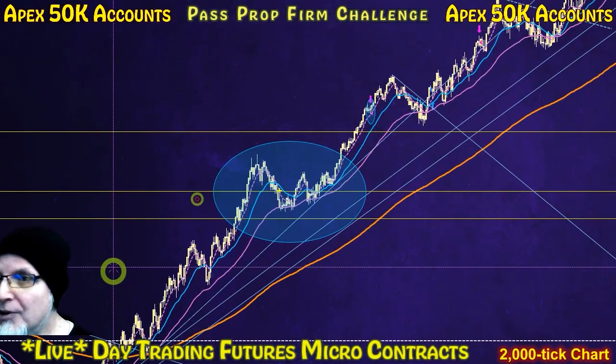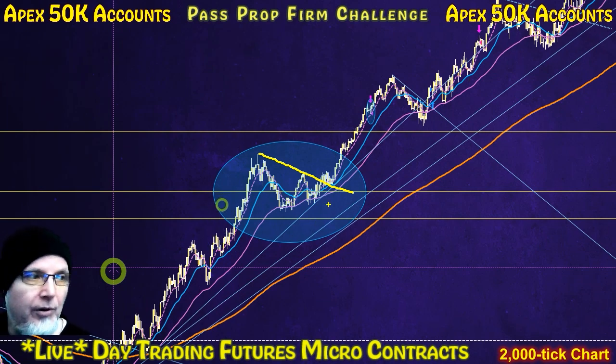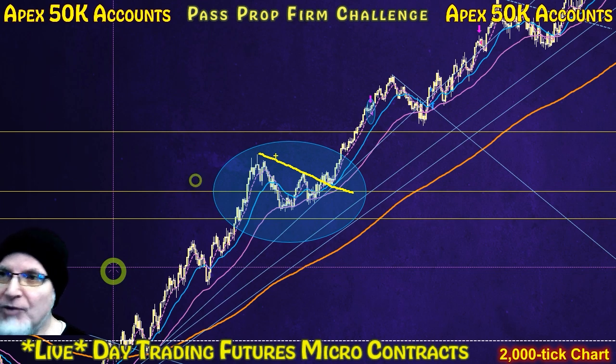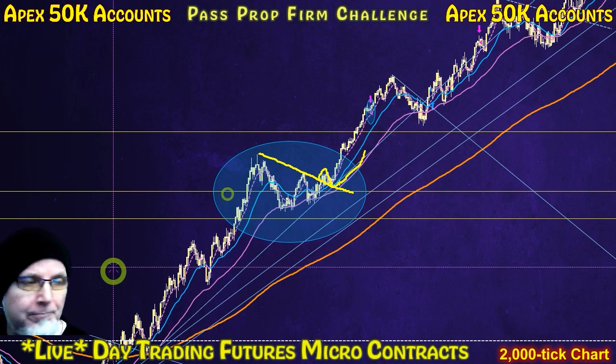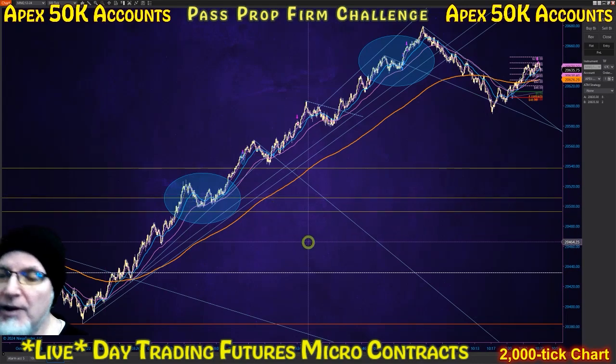I think I circled this one because it was one of my perfect setups, though it's before the market opened. A little too early for me, but that is the setup. Trend line break, comes up, bounces back on it, and then moves back up. And that's the perfect setup. We'll see that over and over again.